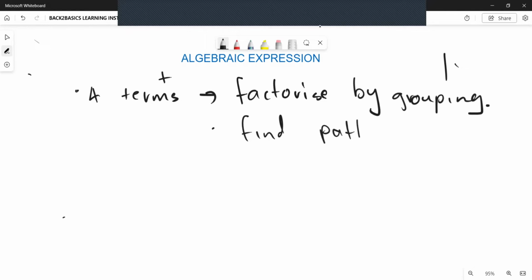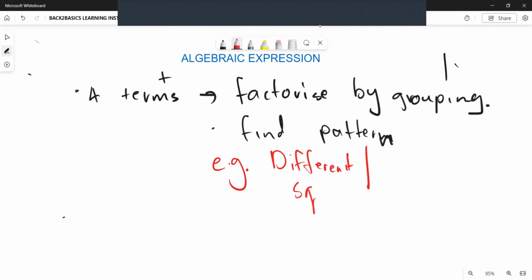What is the pattern in which those terms of ours are given? How do we get from this pattern? For example, from this pattern, do we have a difference of 2 squares? Do we have a difference of 2 squares? Or do we have what we call perfect squares?